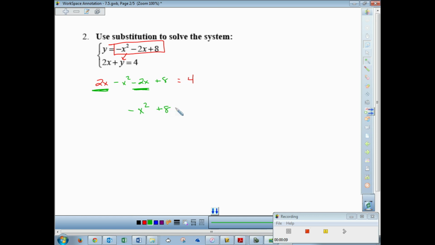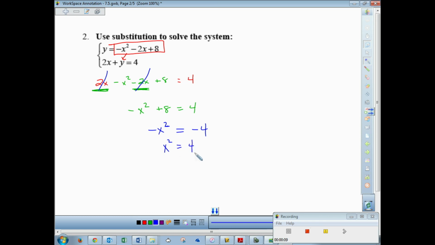plus 8 equals 4. Right, these cancel each other out, right? They added up to be nothing, right? Subtract 8 from both sides. Because x squared is all by itself, or sorry, there's no x to the first, you only have x squared. Let's get x squared all by itself. Divide by -1, x squared equals 4.